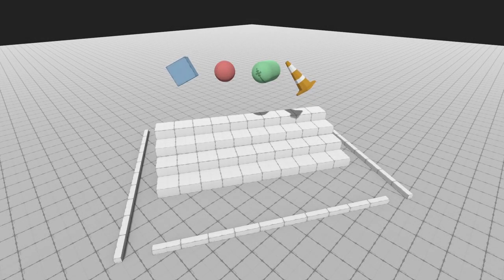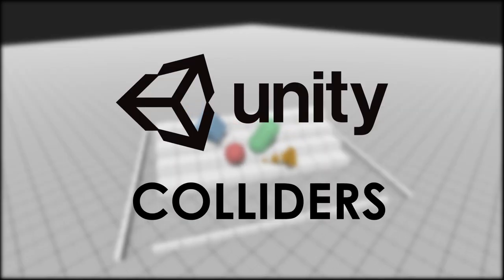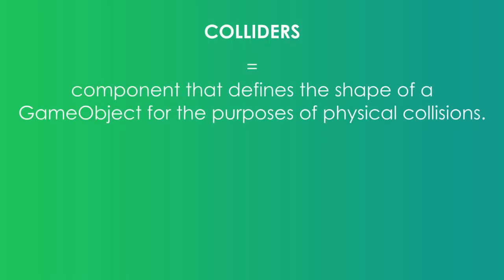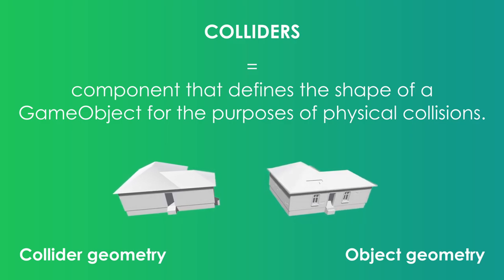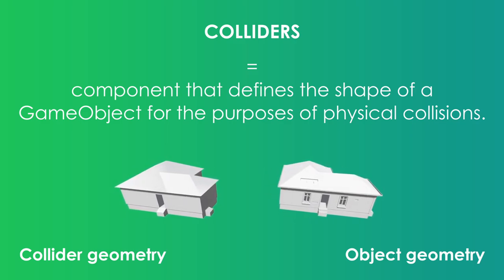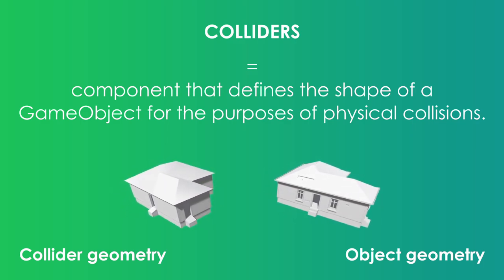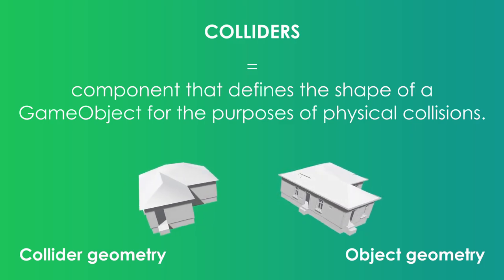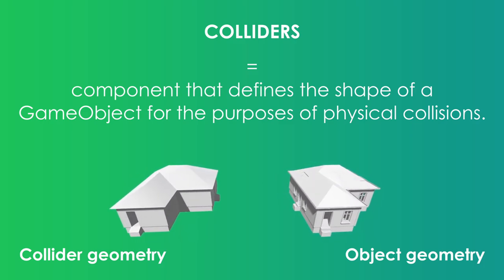Today we'll be taking a look at colliders. So what are Unity colliders and what are they used for? Simply put, a collider is a component that defines the shape of a game object for the purposes of physical collisions. A collider, which is invisible, does not need to be the exact shape as the game object's mesh. A rough approximation of the mesh is more often than not efficient and indistinguishable in gameplay.